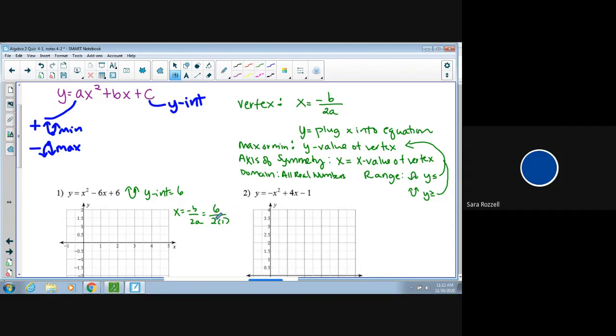So 6 over 2 times 1, 6 divided by 2, and that's going to equal 3. So 6 divided by 2 is 3. So the x-coordinate of our vertex is 3.